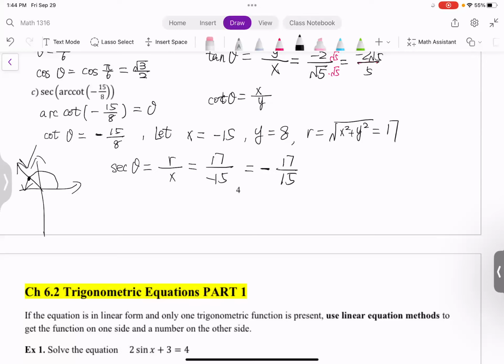Okay, let me check my cheat sheet to see if I made it right. Yes, no mistake. All right, we're done for 6.1. If you have any question, you can let me know. Let me separate the question here.